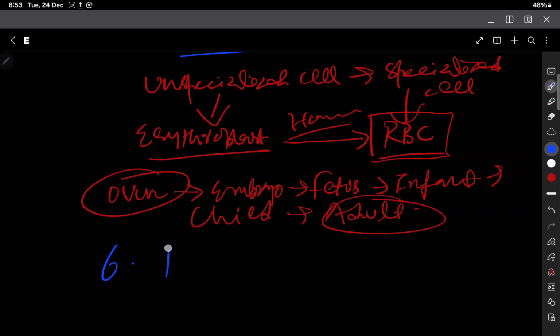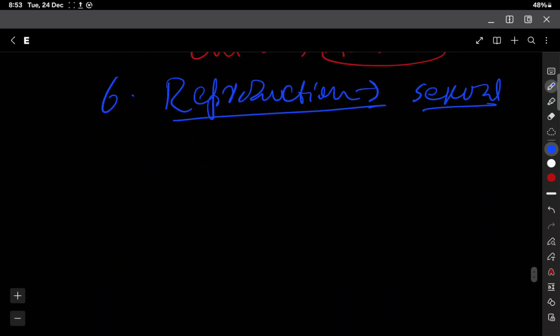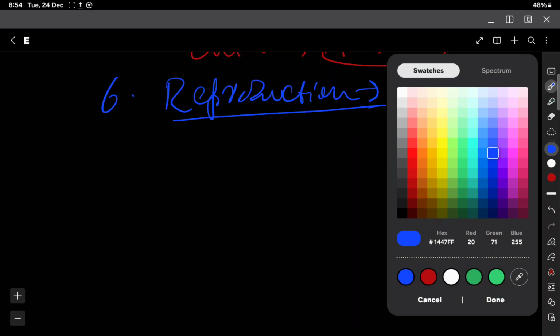And last one, sixth, is reproduction. So in humans, reproduction is of sexual type. It is a sexual reproduction. So reproduction means formation of the new cells or the production of the new individual. So it is important for our body. Reproduction is important to carry on the progeny. Okay, so it is an important life process. So these were the basic life processes.